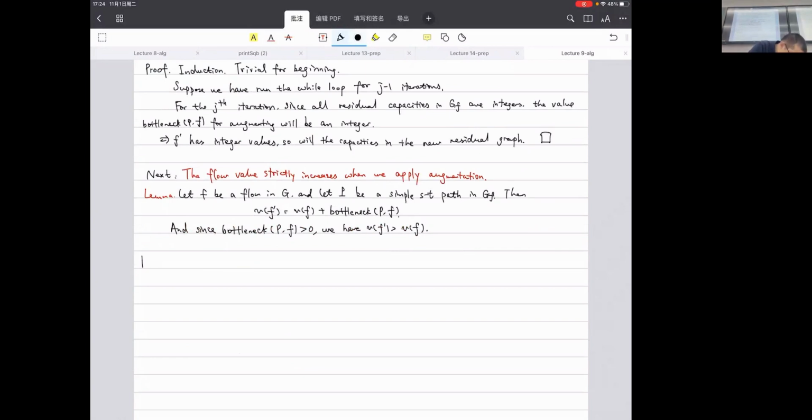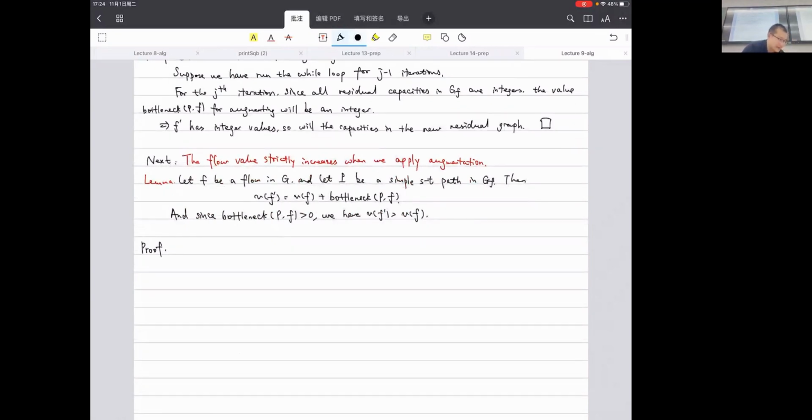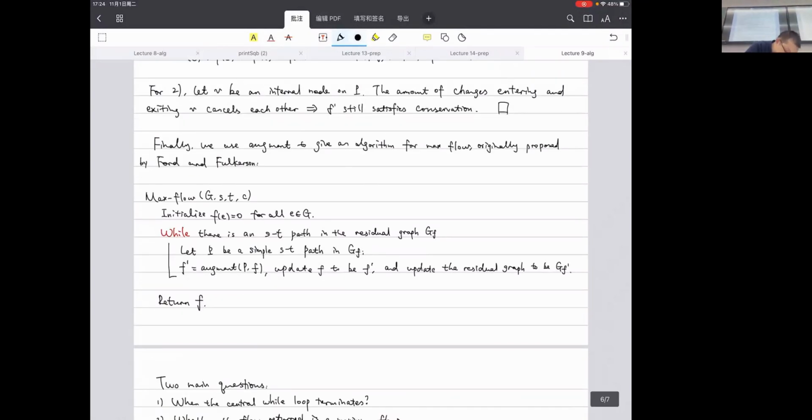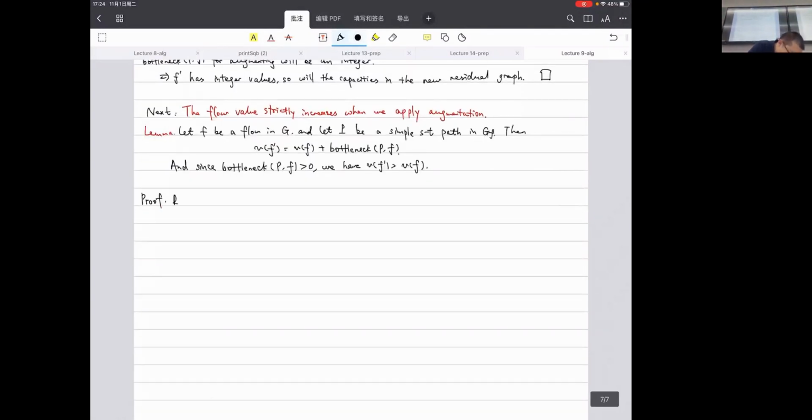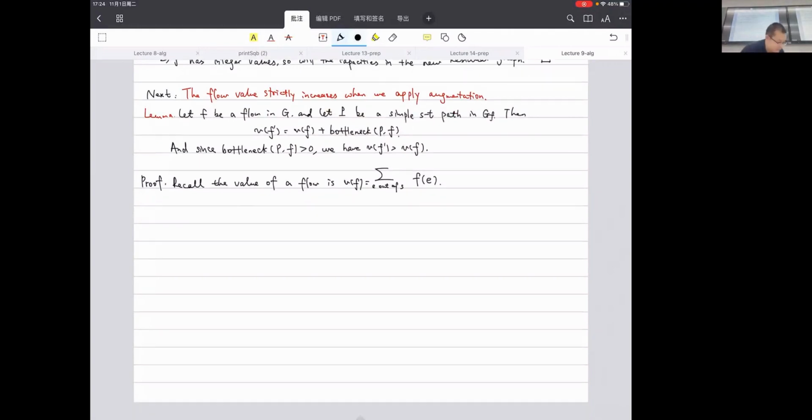So let's write a relatively concise proof. I guess it should be intuitive, but let's clarify a little bit of detail here. So recall the value of a flow, v(f), is equal to the summation over e out of s. So this is the definition of the value of the flow here.